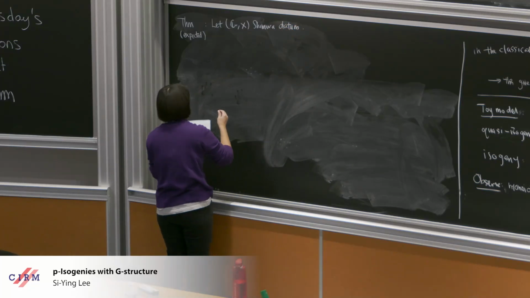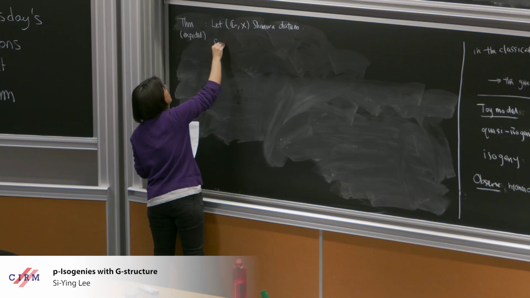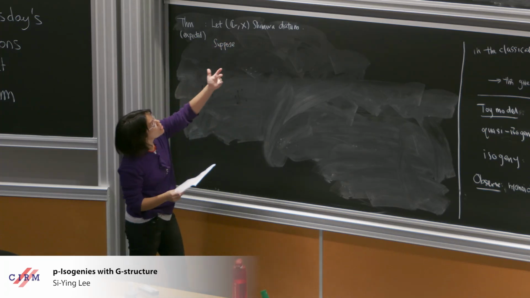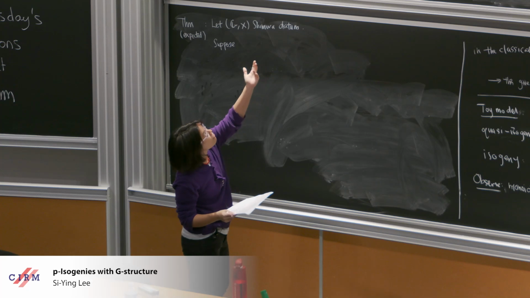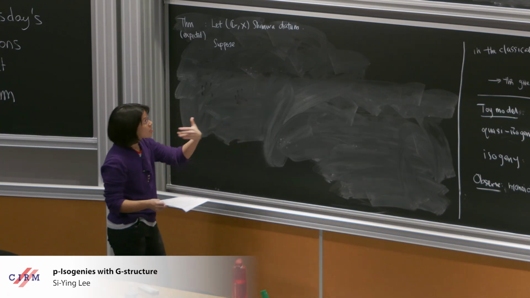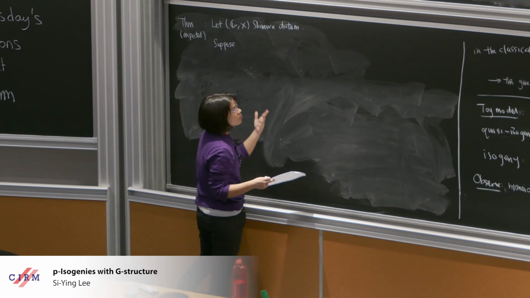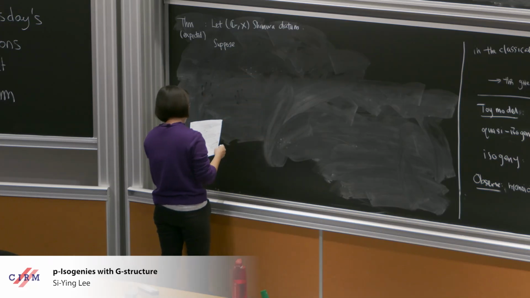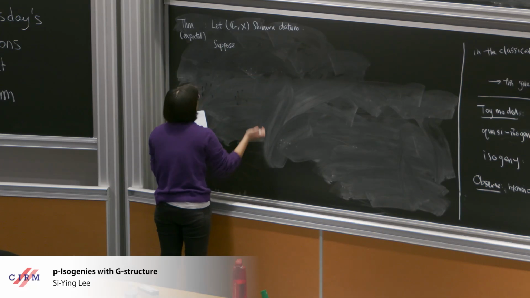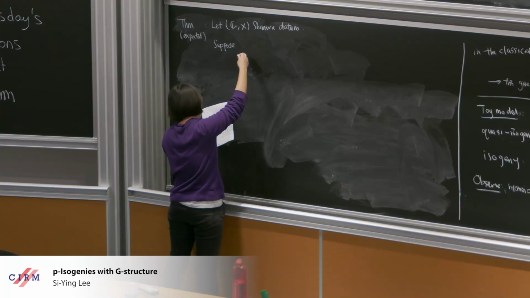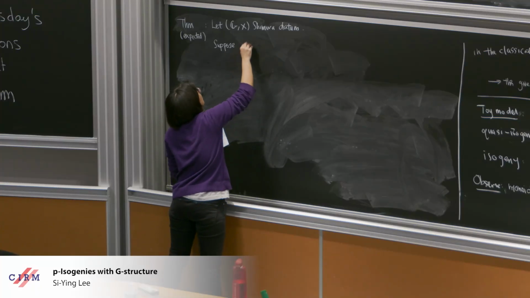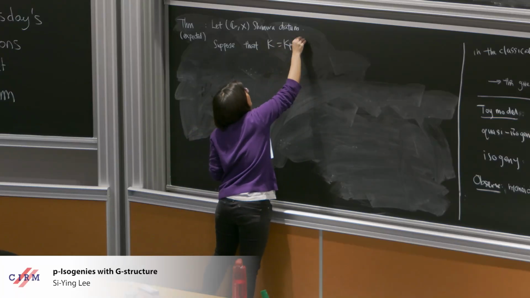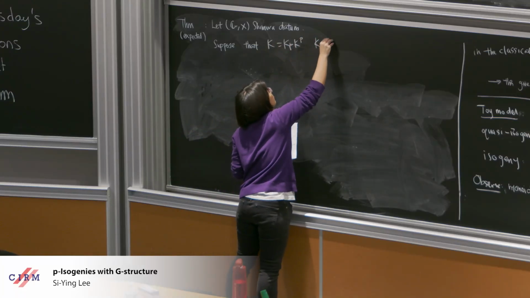And suppose that I'm at hyperspecial level. In all this setting I assumed that the group was unramified, and I needed the existence of a reductive model for the group. So this is all a good reduction kind of situation, so it's not surprising that the level that I need is a hyperspecial level. Suppose that this K is K^p K_p, where this K_p is hyperspecial.